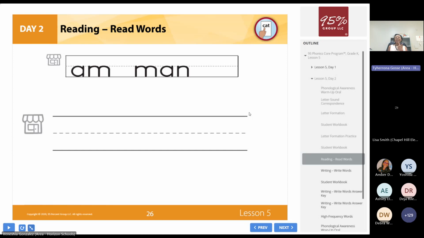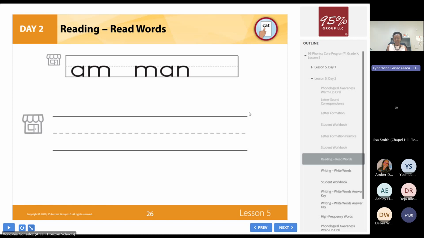One more time. Look at me again. Yes, come on. If I say them close together, it is am. Without pausing, I read am as in the sentence, I am hungry. Are you hungry? I hope not. Read the word with me now. Am. Again. Let's do it one more time. I didn't hear some of my friends. Am. Excellent.